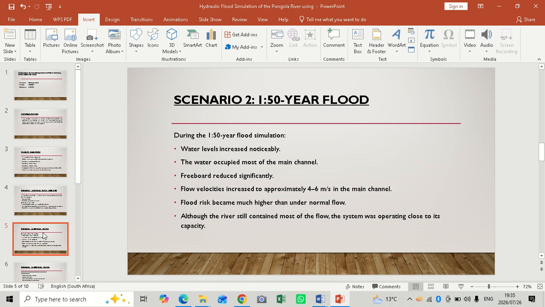Scenario 2, the second simulation, represented a flood that has a 2% chance of occurring in a year. Compared with the previous simulation, water levels increased significantly and the river operated much closer to its capacity. Flow velocity also increased, reaching values of approximately 4 to 6 meters per second, although the river remained stable. The reduced freeboard indicated that the risk of flooding had increased.